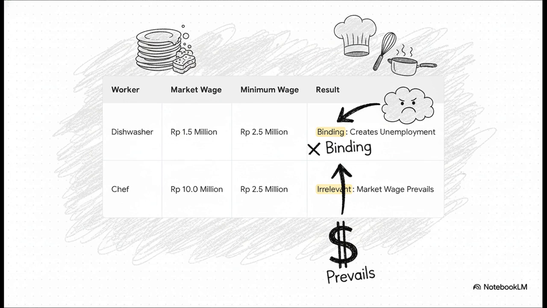Now flip that completely on its head and look at the chef. The market values their skills at a whopping 10 million rupiah. The 2.5 million minimum wage? It's a joke. It's completely, totally irrelevant. The market has already set their price 4 times higher. Let's break down why this difference is so incredibly important.